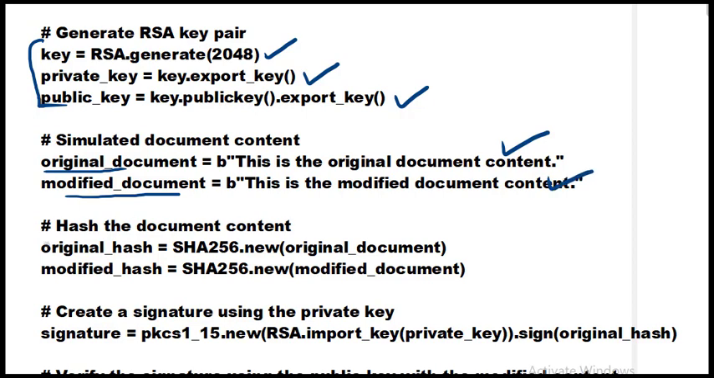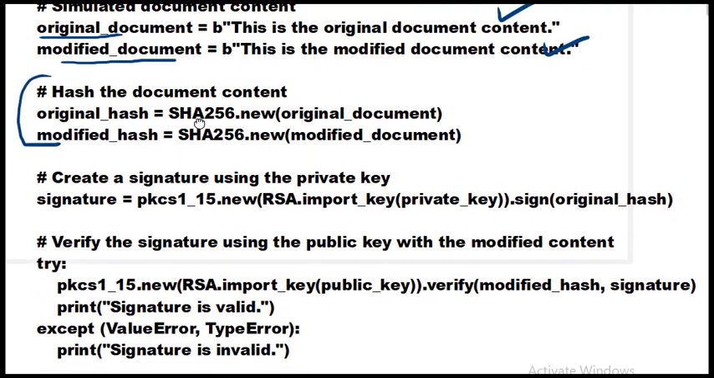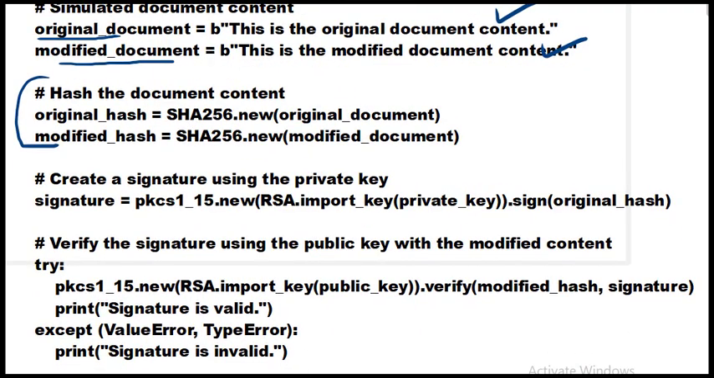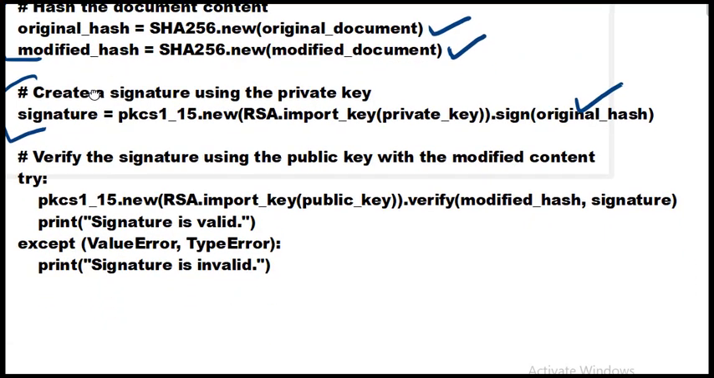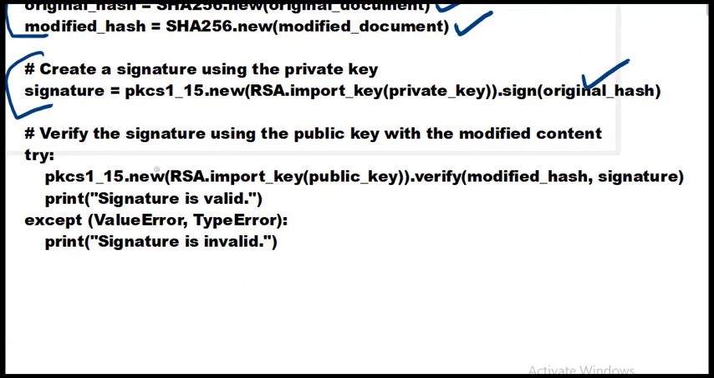These lines calculate the SHA256 hash of both the original and modified document content. Original_hash holds the hash of the original content. Modified_hash holds the hash of the modified content. This line uses the original hash and the private key to create a digital signature using the PKCS number 1 version 1.5 signature scheme. This part attempts to verify the signature using the public key and the modified hash.